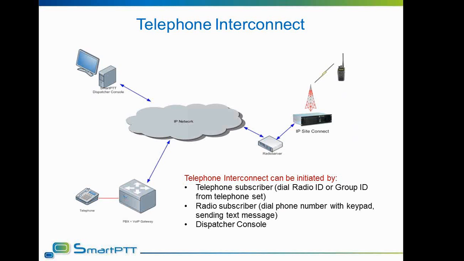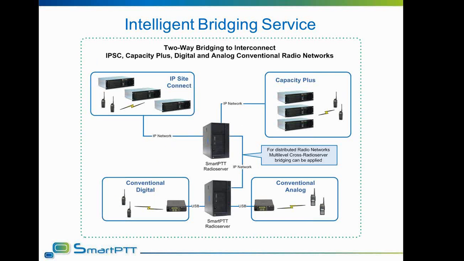Following is one of the most powerful features of SmartPTT: bridging. The bridging function makes it possible to create links between different systems with different topologies and even with analog systems. Also, it is possible to make a bridge between different radio servers. As of now, it's only possible to bridge IP Site Connect topologies between different radio servers. For further releases, it is planned to implement MNIS network bridging.